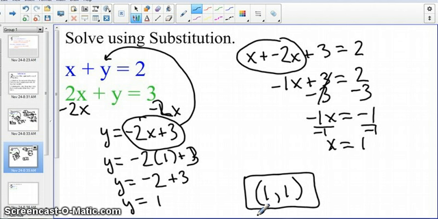What you could do to check it is plug 1, 1 back into those two original equations. Make sure that the left side of the equal sign will equal the right side. So if I plug it back in, I'm plugging 1 in for x, 1 in for y. 1 plus 1 is 2. 2 equals 2. This one works. Plug it in here. 2 times 1 is 2. Plus 1 is 3. So the left side would be 3. That equals the right side of the equal sign. So yes, this works.